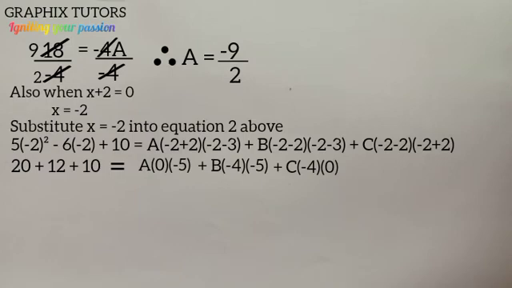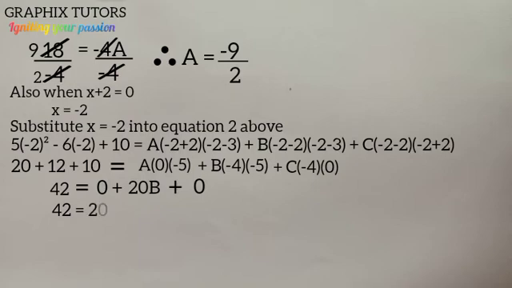Now if you rewrite that, you'll have 20 plus 12 plus 10, that will give us 42. So equals to, if you look at the right hand side, you'll discover that there's 0 close to a and 5. When 0 is attached to anything in form of multiplication, that particular value turns to 0. So we have 0 plus minus 4 times minus 5 is 20, 20b. Now c times minus 4 times 0 is going to give us 0. So we're left with 42 equals 20b.